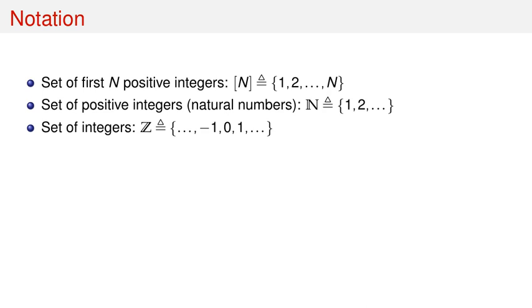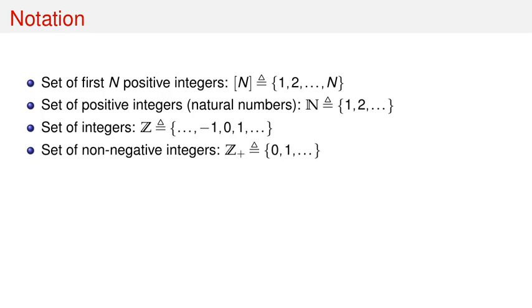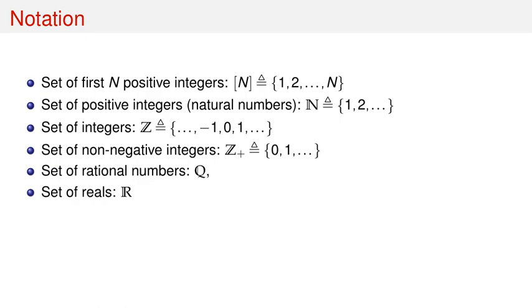The set of all integers, including negative numbers and 0, will be denoted by bold Z, so that's ..., -2, -1, 0, 1, 2, and so on. The set of non-negative integers, which starts from 0, will be bold Z plus, meaning the set 0, 1, 2, and so on. The set of rational numbers will be denoted by bold Q. The set of real numbers is bold R. And the set of non-negative real numbers is bold R plus.